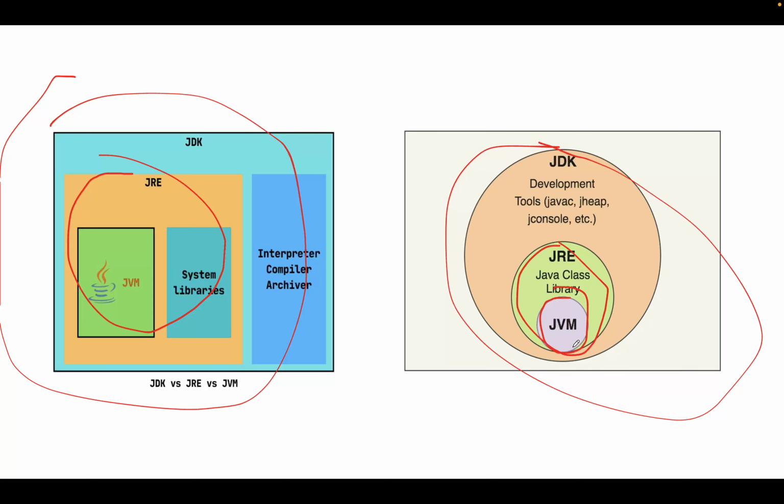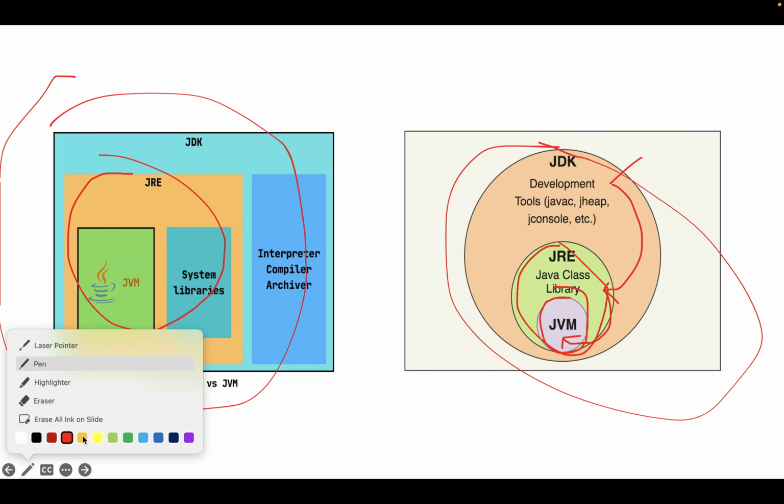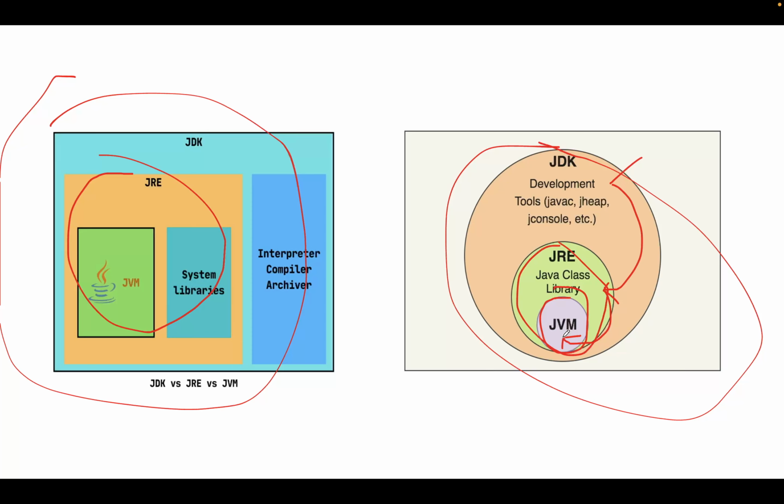What actually happens: you write the .java file, and through the compiler the JDK converts it to bytecode. Then that bytecode goes into the JRE. The JRE provides the runtime environment, and the bytecode then goes to the JVM. The JVM converts it into machine understanding code or binary code. Okay, hope you understand the whole workflow.